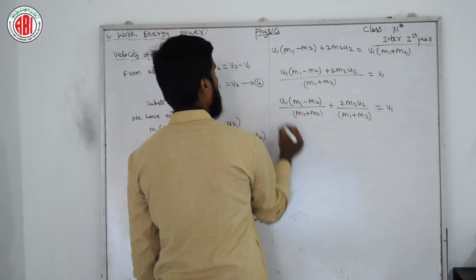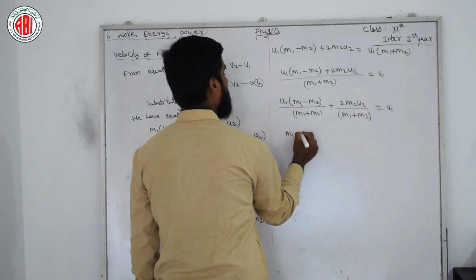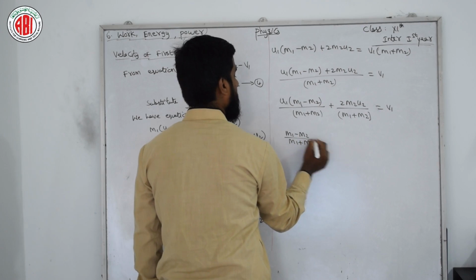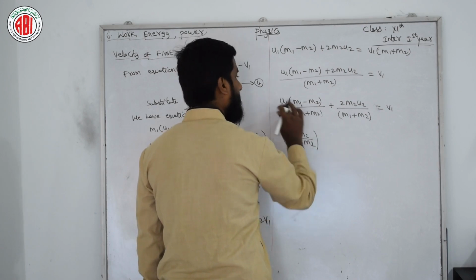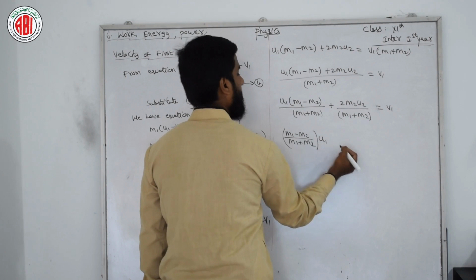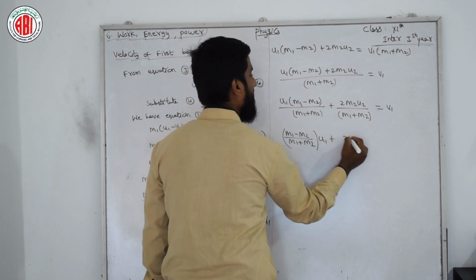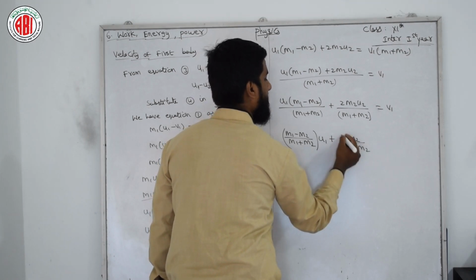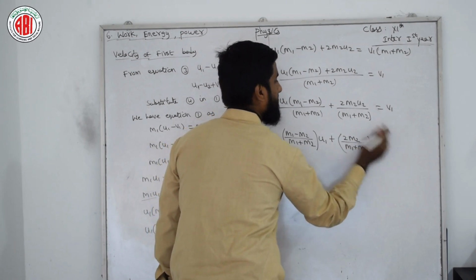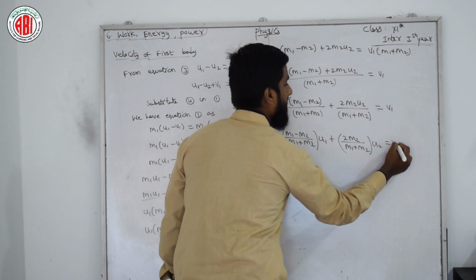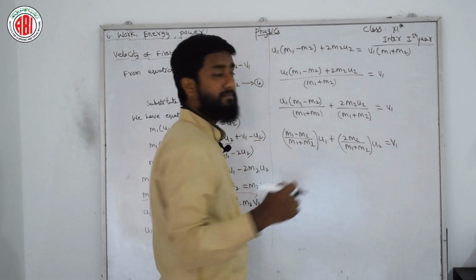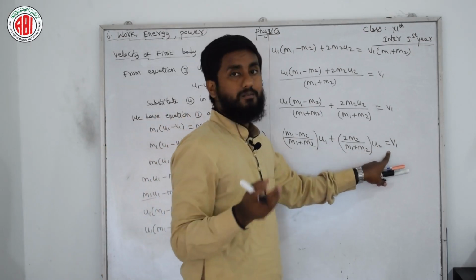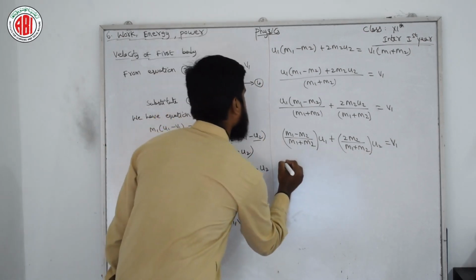Next step, I am writing (m1 minus m2) by (m1 plus m2) in one bracket, and I am keeping u1 outside. Plus I am writing 2 m2 by (m1 plus m2) in one bracket into u2. I am keeping u2 outside, is equal to v1. I am doing this because this is the procedure and way to write the final velocity of the first object like this only.